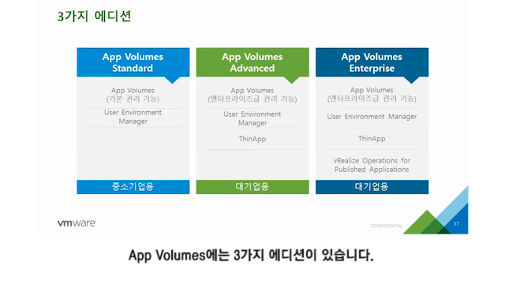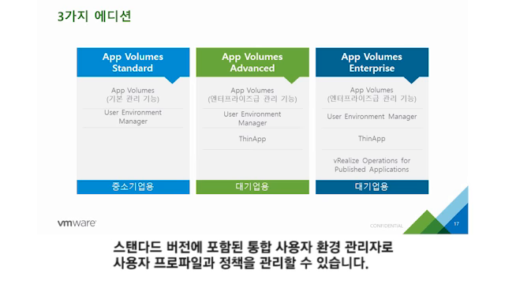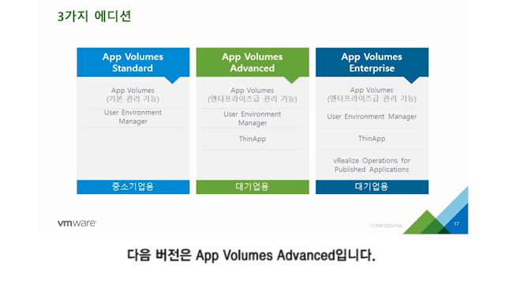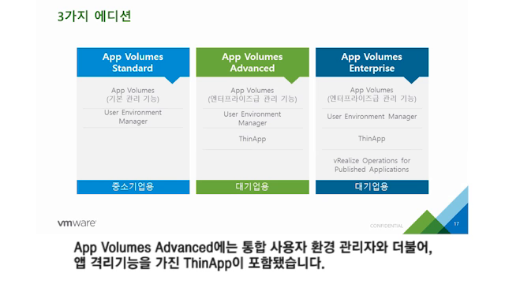App Volumes is now available in 3 different editions. App Volumes Standard is designed for SMB customers that might not require all of the enterprise management capabilities such as replication of app stacks. This version contains integrated user environment manager to help with user profile and policy management. The next version is App Volumes Advanced, which contains App Volumes that's built more specifically for enterprise customers with enterprise management capabilities. App Volumes Advanced contains integrated user environment manager and ThinApp now for application isolation.